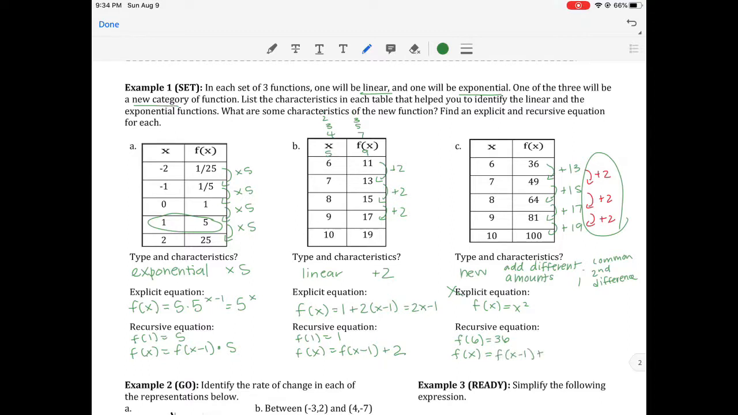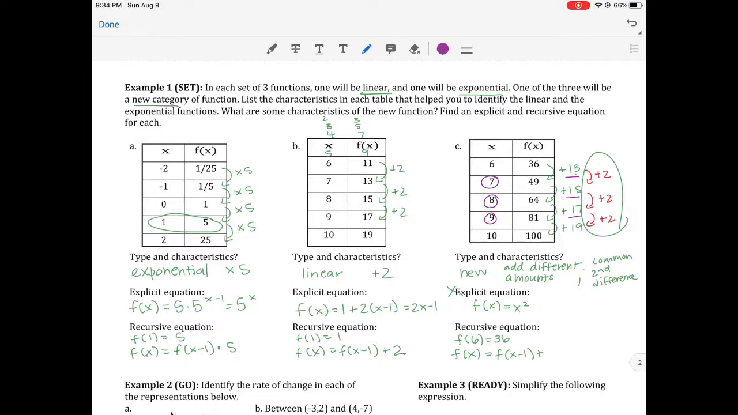And now let's see if we can figure out a way to represent what you're adding. So here, when we go to the 7th term, we're adding 13. When we go to the 8th term, we're adding 15. When we go to the 9th term, we're adding 17. So let's think about it. You want to somehow associate this 7 with 13, and this 8 with 15, this 9 with 17.